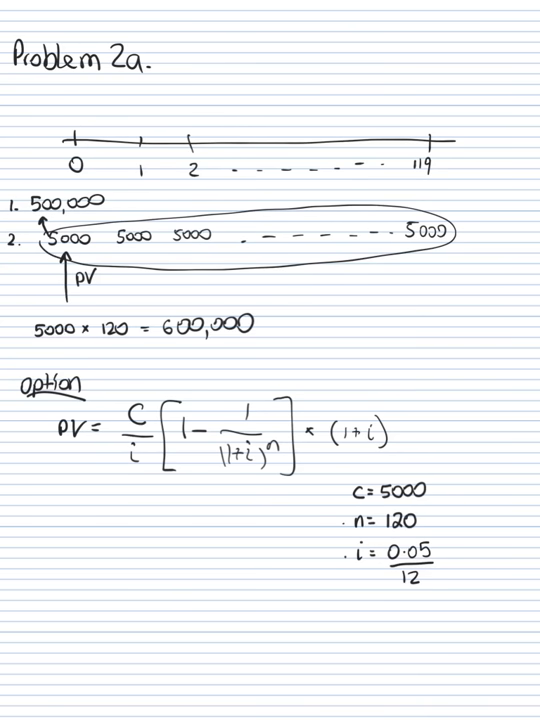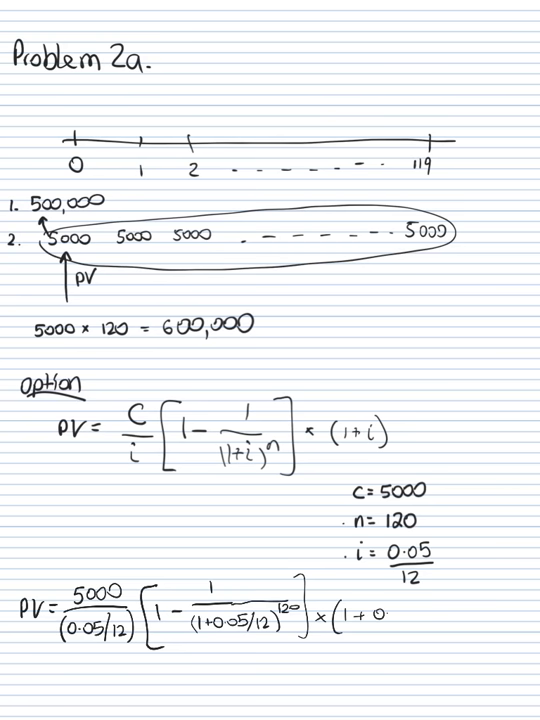Now we can put the information into the formula. So the PV will equal 5,000 over 0.05 over 12, outside of 1 minus 1 over (1 plus 0.05 over 12) to the power of 120, times (1 plus 0.05 over 12). And that gives me 473,370.95.